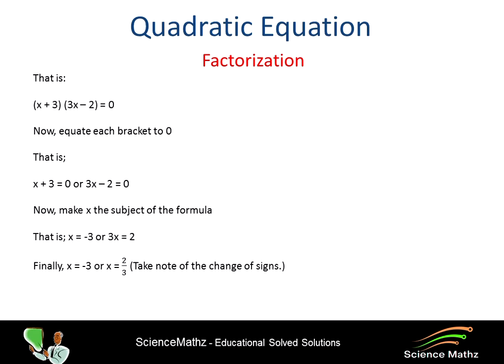When you put these values of x back into the original equation, you will discover that your answer will be equal to 0. You can do the testing. Okay? So that is our final value of x. x is equal to minus 3 or 2 over 3.